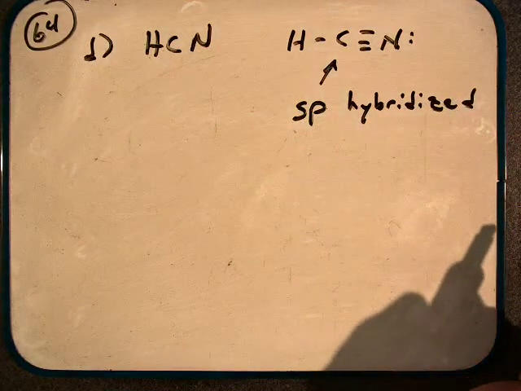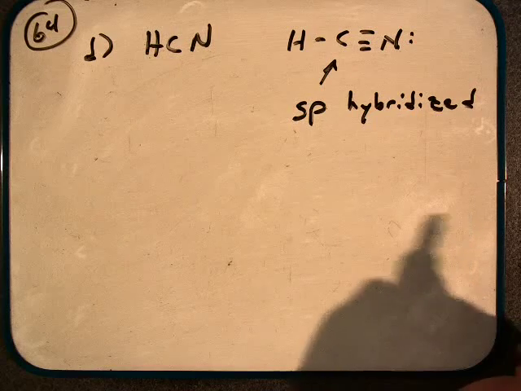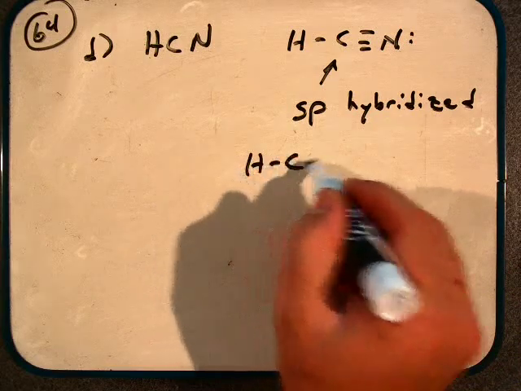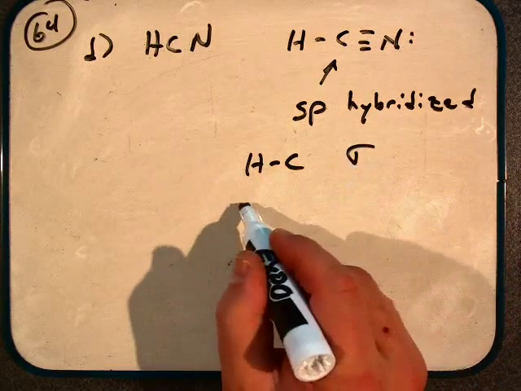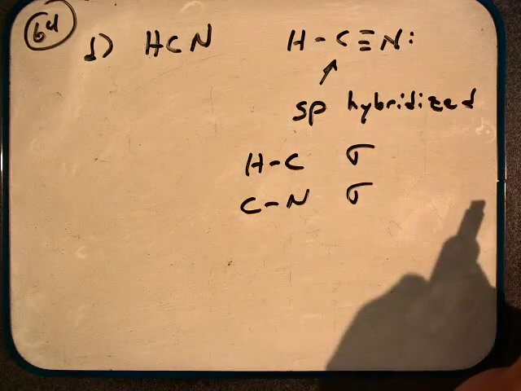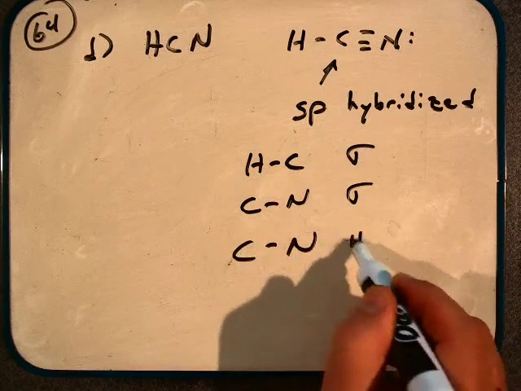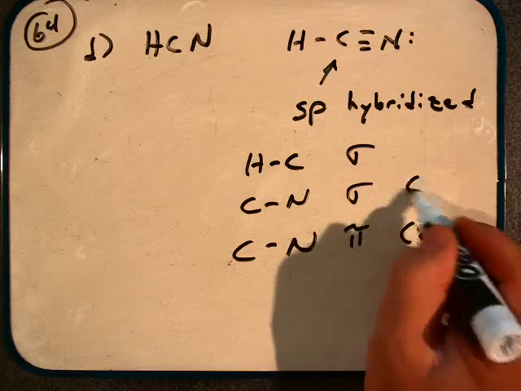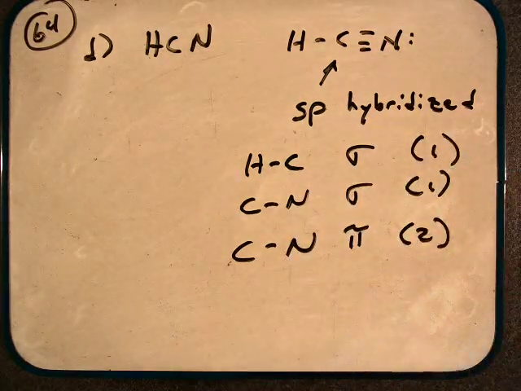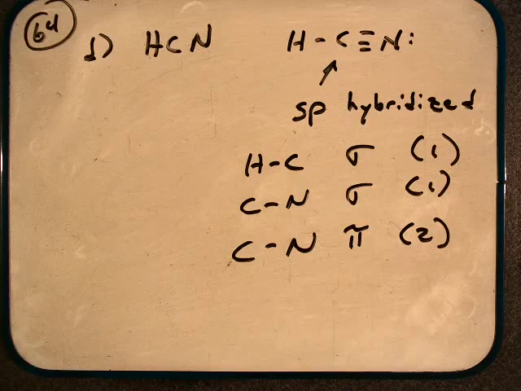It has 2 groups around it, a hydrogen and a nitrogen, and so it needs 2 orbitals to hybridize to have sigma bonds. And so we have 1 carbon-hydrogen sigma bond as a result. We also have 1 carbon-nitrogen sigma bond, but then we also have 2 pi bonds between the carbon and the nitrogen. Each pi bond gives another level to the double bond, and then the final level to the triple bond. That is number 64.